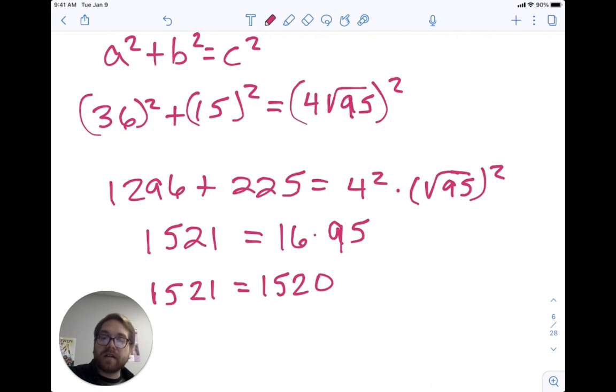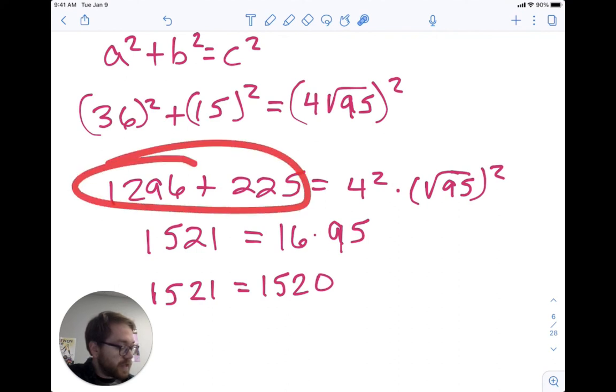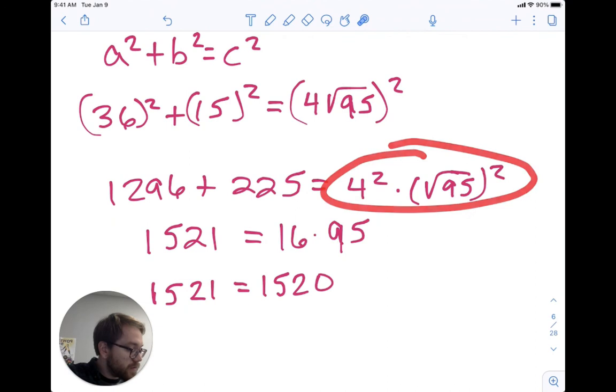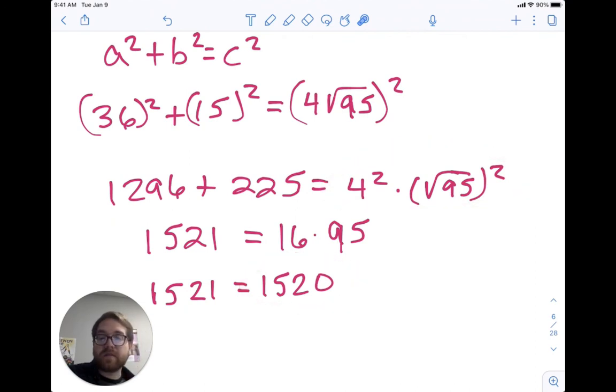So after simplifying this, I find that on the left-hand side of the equation here, the legs added up to be 1,521, and the hypotenuse simplified down to 1,520. So just a little bit off. And so because these are not equal to each other, put a slash through that, this is not a right triangle.